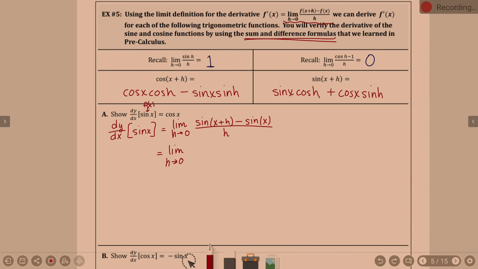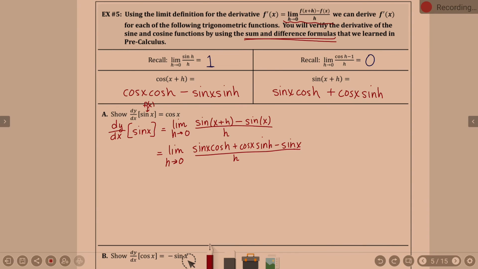So sine of x plus h, we already wrote this out: sine x cosine h, keeping the sign the same, plus cosine x sine h, minus the sine x, it's already there, all over the h. You can't subtract those sine x's, right? No. That's what I thought. Okay. You can factor out.